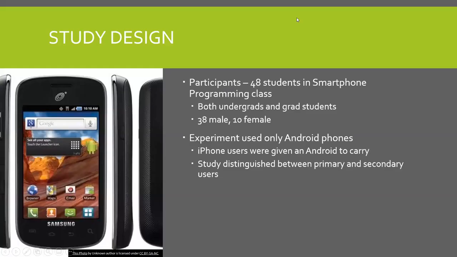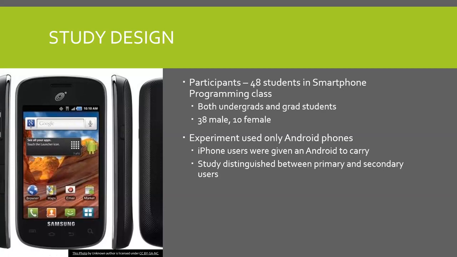So on to the experiments. For the study design, there were 48 participants, all of whom were in a smartphone programming class at Dartmouth. They were both undergrads and grad students. 38 of them were male and 10 were female. So a little bit lopsided, but as is the rest of computer science.